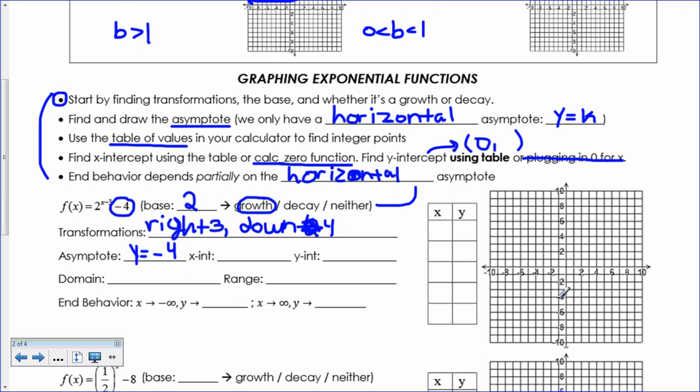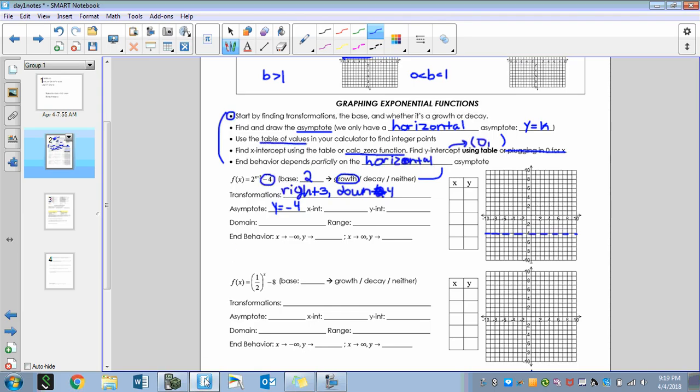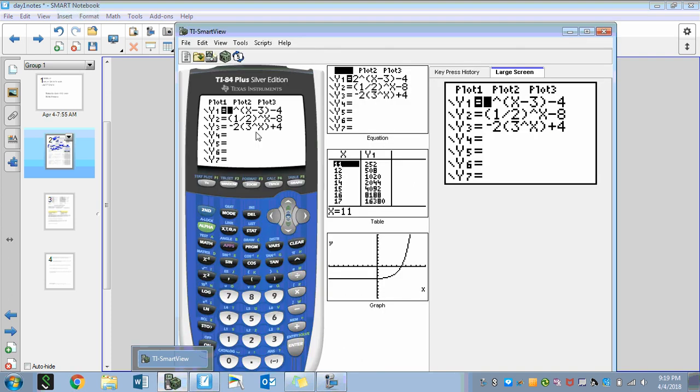All right, so the asymptote is at negative 4, so I'm going to go ahead and graph that right here. Now to find the rest of the graph, we're going to go into our calculator and find some points. So I've done that. So I have my calculator here.